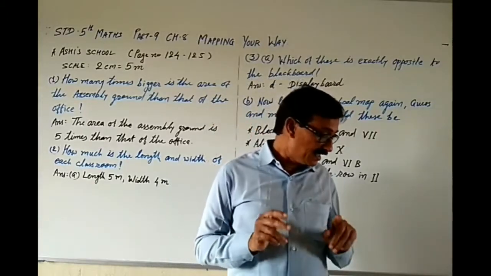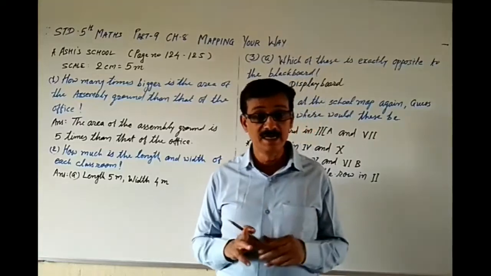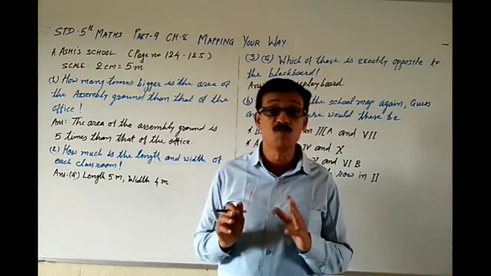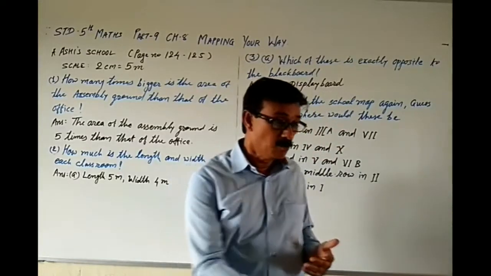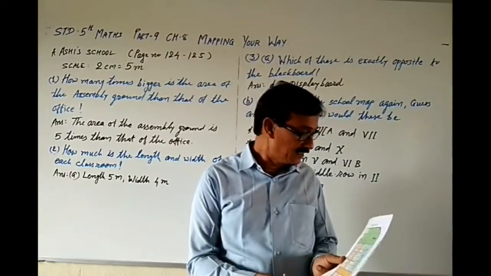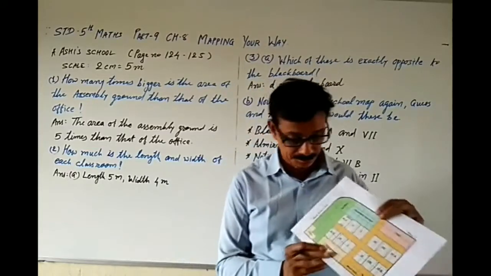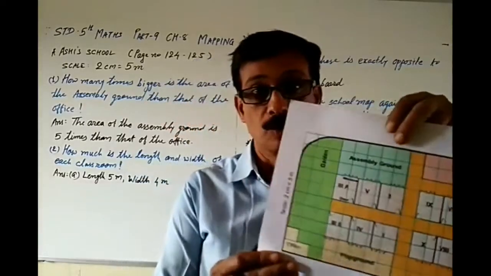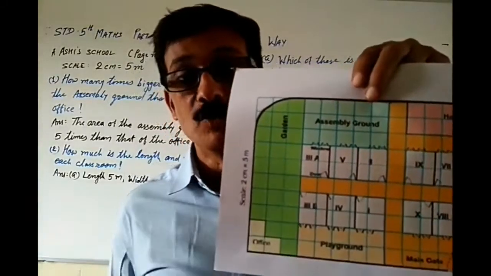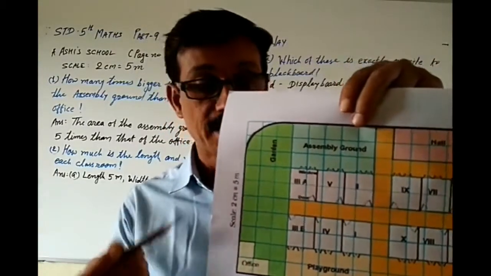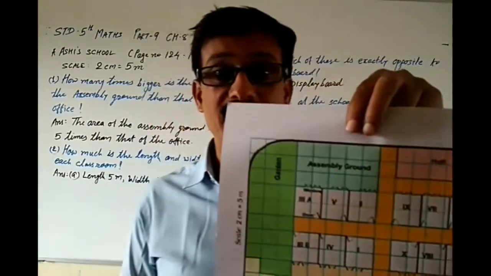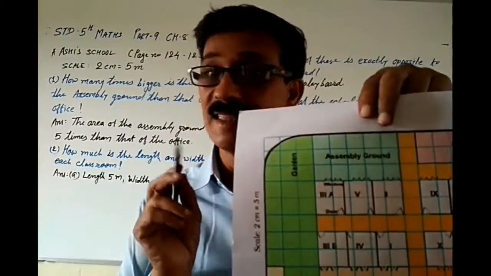Now you can see there is a map. Map 7 is there, in which you can see Ashi's school looks like this from the top. So first of all, let's discuss what is there in this school. First of all, look into the scale. What is that? 2 centimeter is equal to 5 meter. Remember that. And everywhere you can see small squares. Each square is 1 centimeter in length and width.